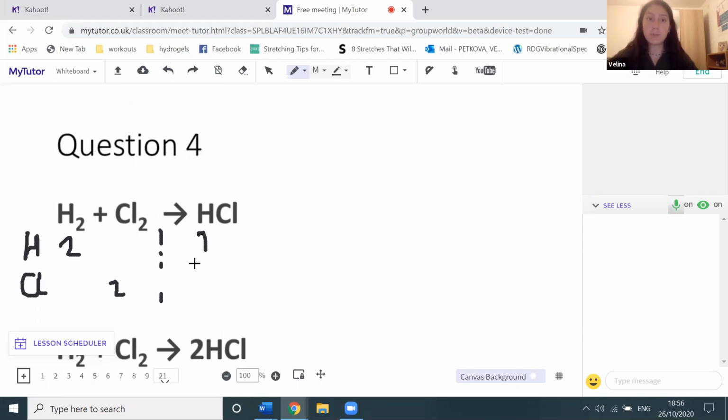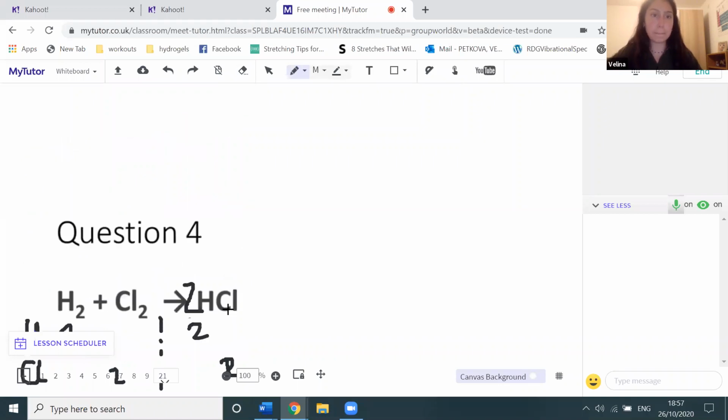So if we just put a big 2 in front of the HCl, we're going to see that it's now balanced. So big 2 means that we have now 2 times 1, because we've only got 1 hydrogen in our formula, so that means 2 hydrogens and 2 chlorines, because also 2 times 1. Okay, and that was your answer.